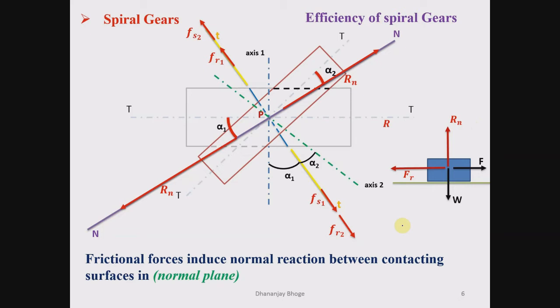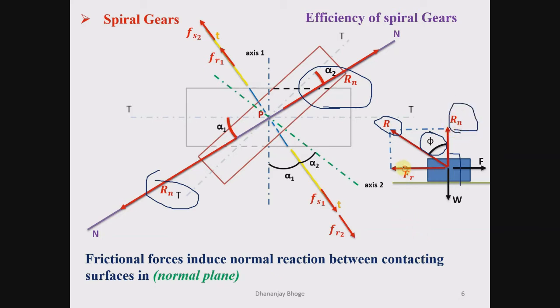Correct. Now if you find, first thing you will notice is that this Rn is perpendicular to the contacting surfaces, which we have shown here. Rn acts along the normal plane. Next, if you find the resultant of these reacting forces Fr and Rn, this resultant reacting force R is always inclined to the normal direction by friction angle phi. Resultant reacting force R, which is the resultant of reacting forces Rn and frictional force Fr, is always inclined to the normal reaction Rn at an angle phi, where phi is the friction angle.